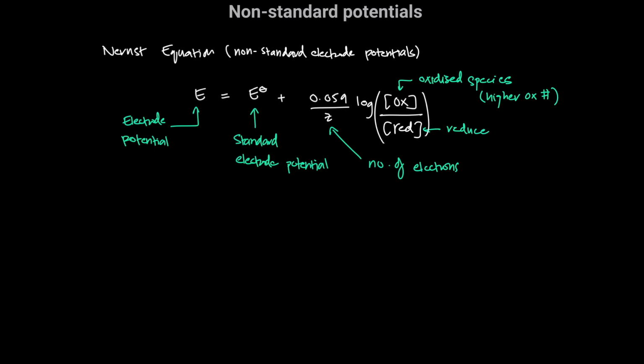The reduced species is the species in the reduced form, the species formed when the electron is gained. So the reduced species is the species with the lower oxidation number.